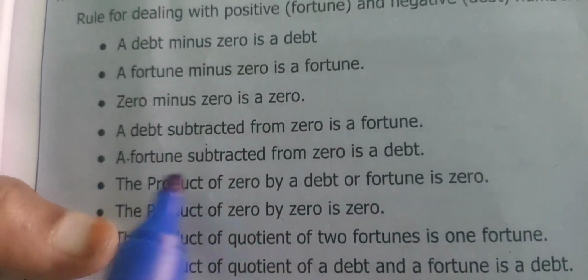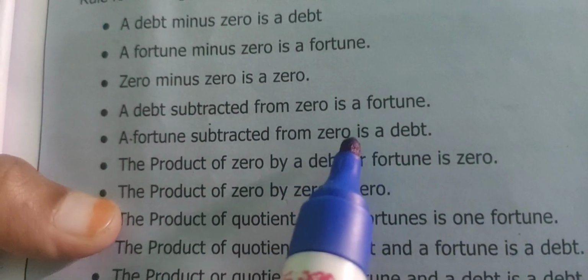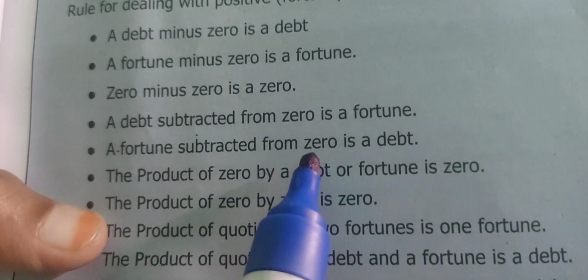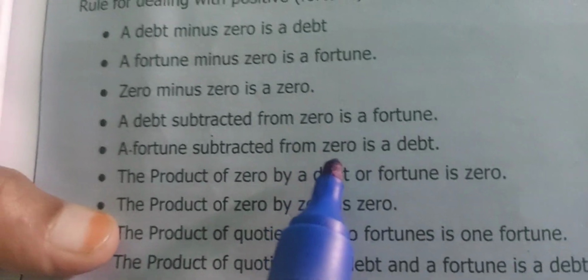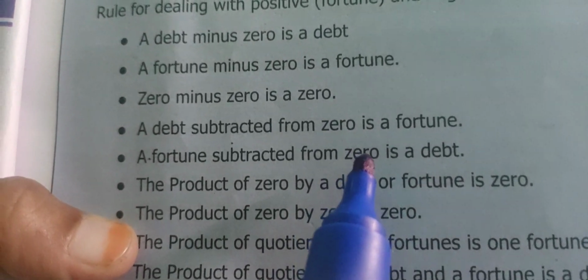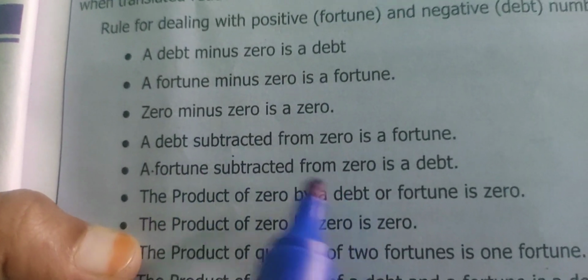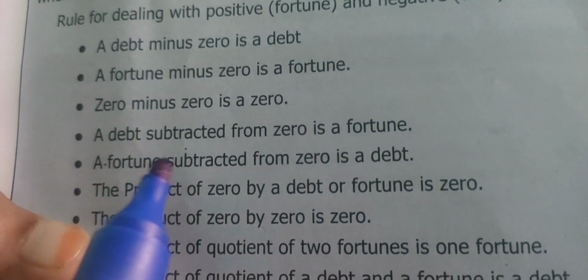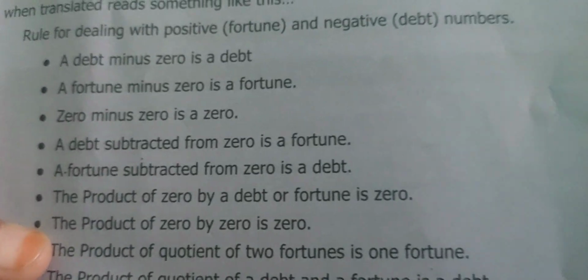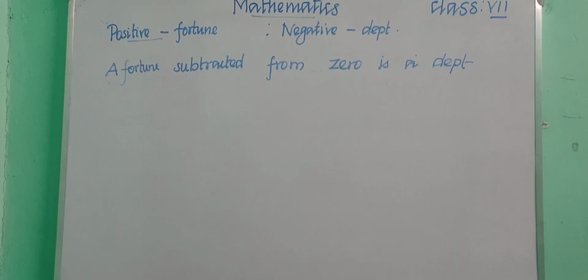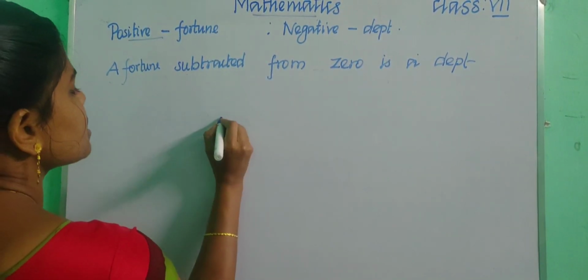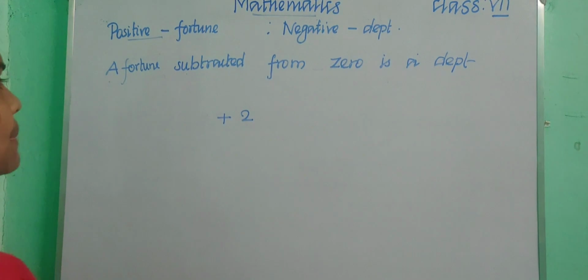See, a fortune subtracted from 0 is a debt. A fortune subtracted from 0. From is that, so 0 is the first term, that is 0 plus 0. 0 minus plus is a debt. Simply, fortune subtracted from 0 is a debt. Let us see. Fortune means positive, right? Let me assume the positive as plus 2.